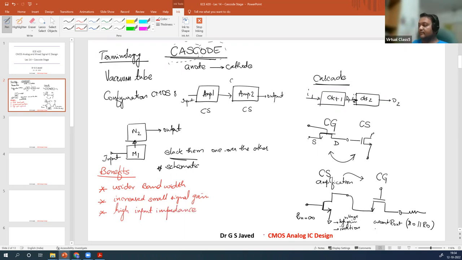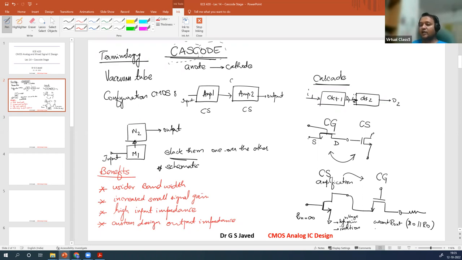And lastly, you can design what is the kind of output you want, depending upon what is RD and R0. So you have a custom designed output impedance. Right? So these are the benefits that you have.